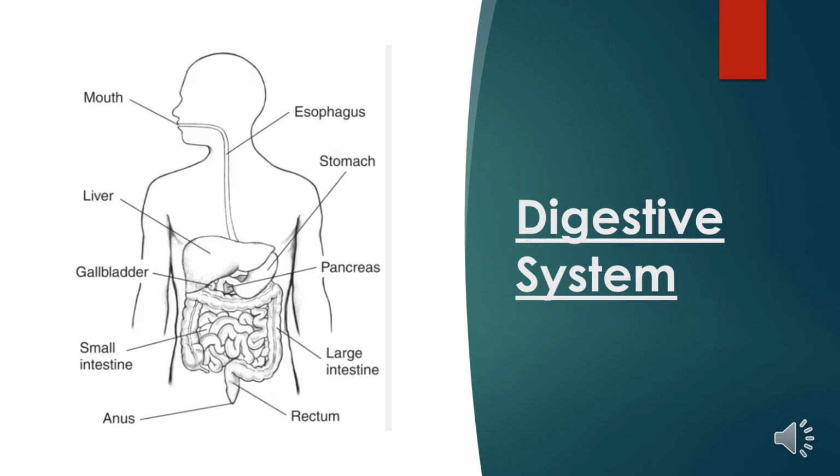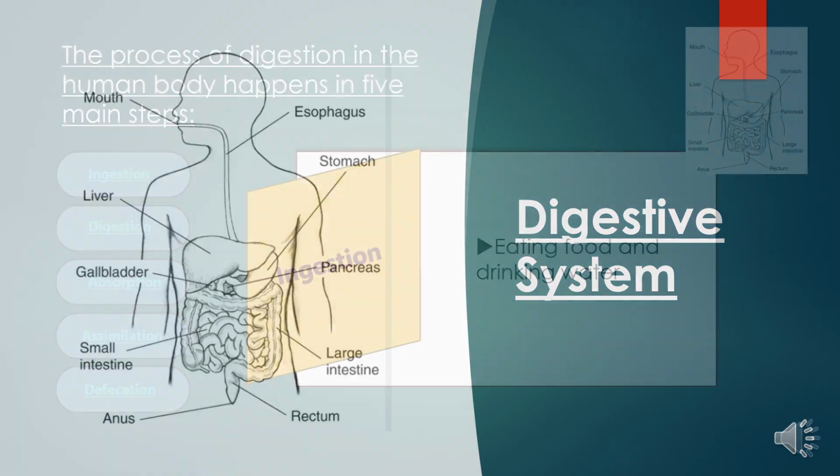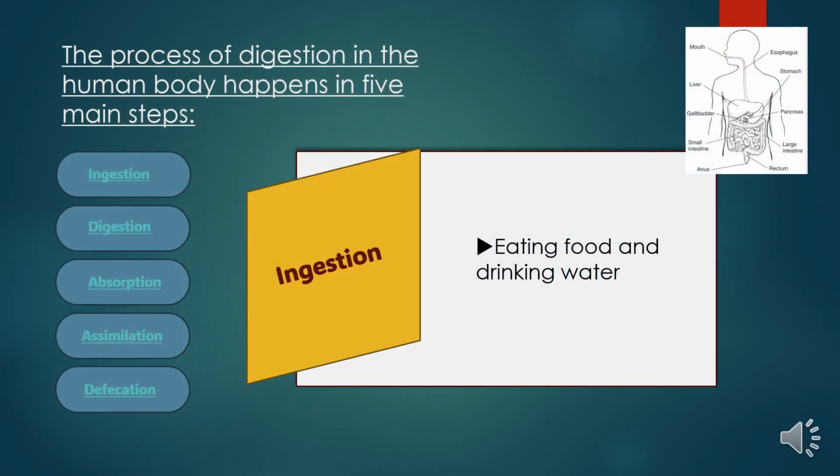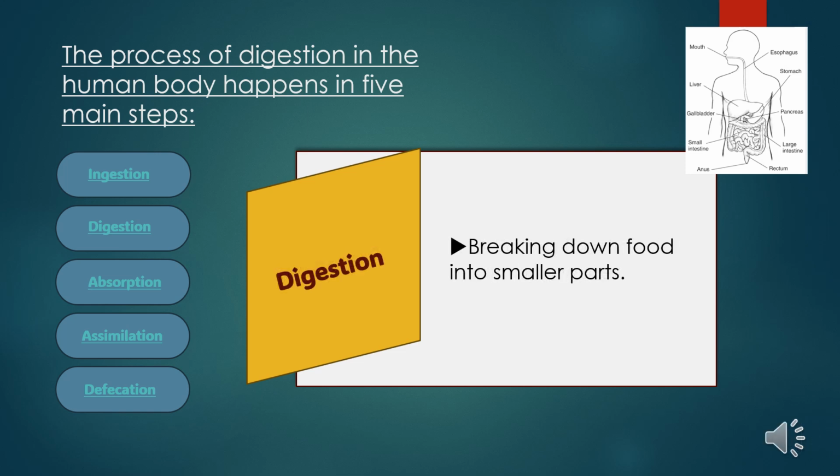Digestive system. The process of digestion in the human body happens in 5 main steps. 1. Ingestion, eating food and drinking water. 2. Digestion, breaking down food into smaller parts.